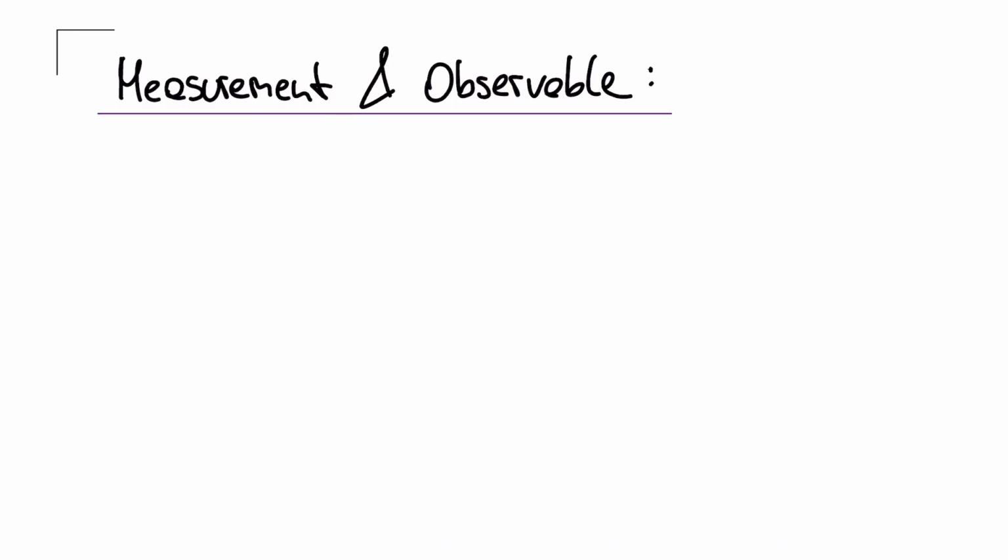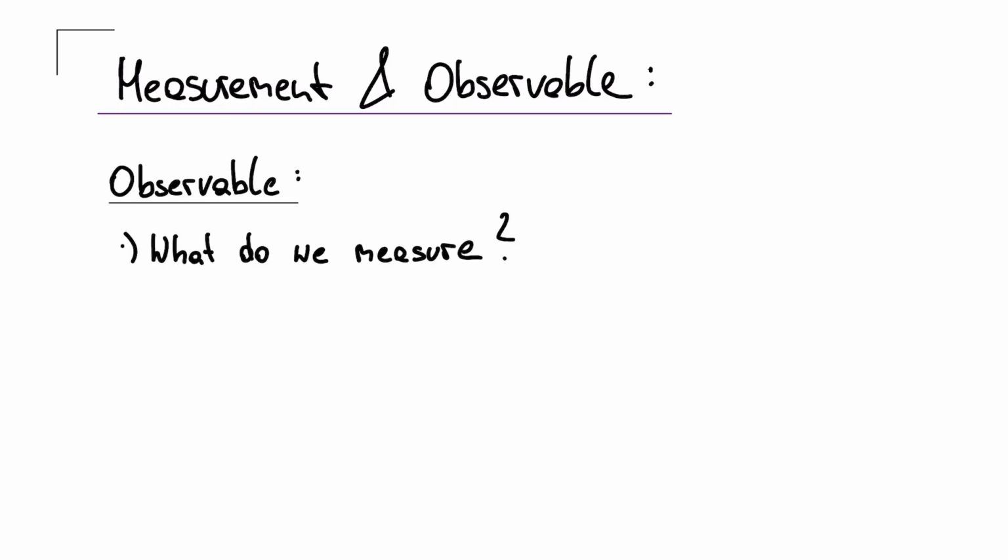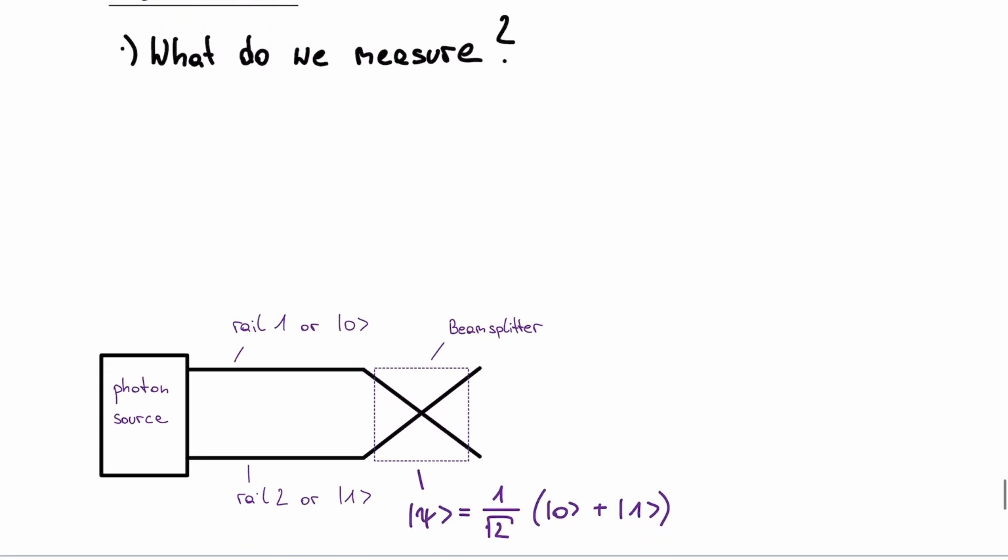Now let's move on to a short explanation of measurement and what an observable actually is. An observable, in simple terms, is just what we measure in reality. For example, going back to our photonics analogy with 2 rails, so 2 optical waveguides, we can ask, is the photon in rail 1 or in rail 2? Rail 1 corresponds to state 0 and rail 2 corresponds to state 1. If we simply measure where the photon is, that measurement itself defines our observable.